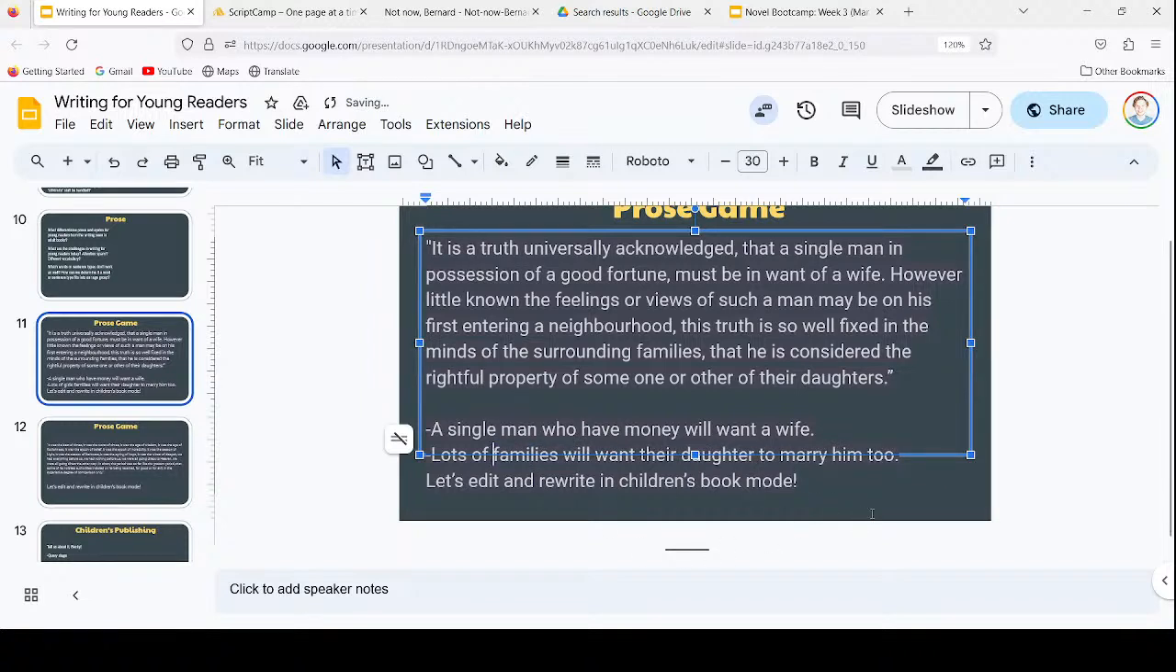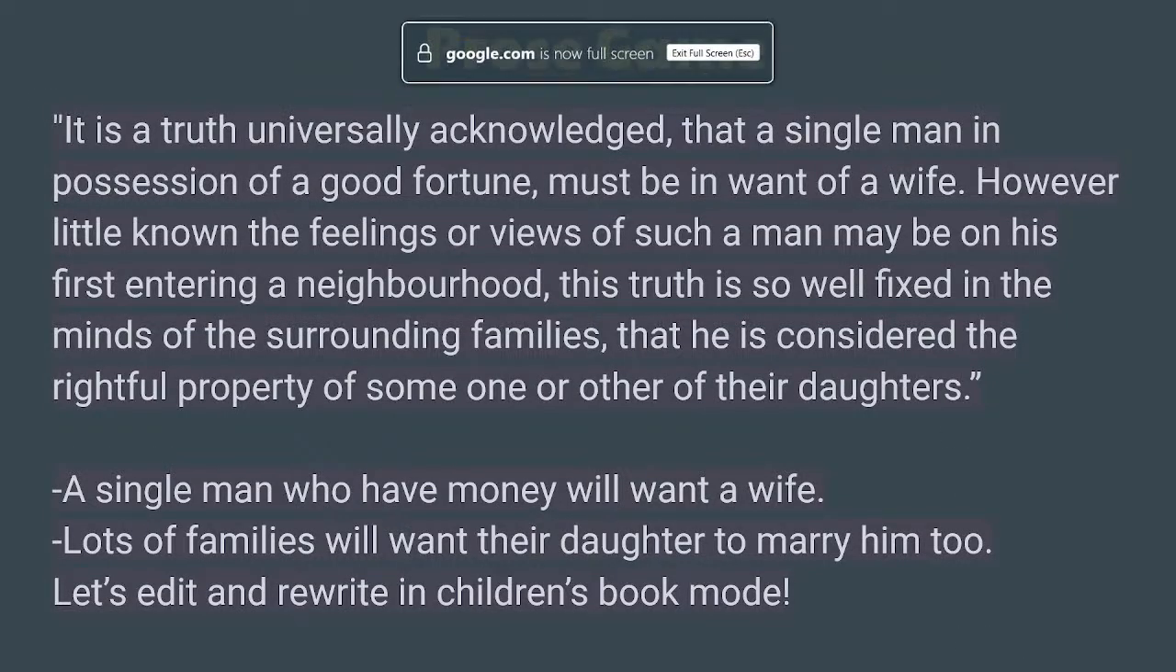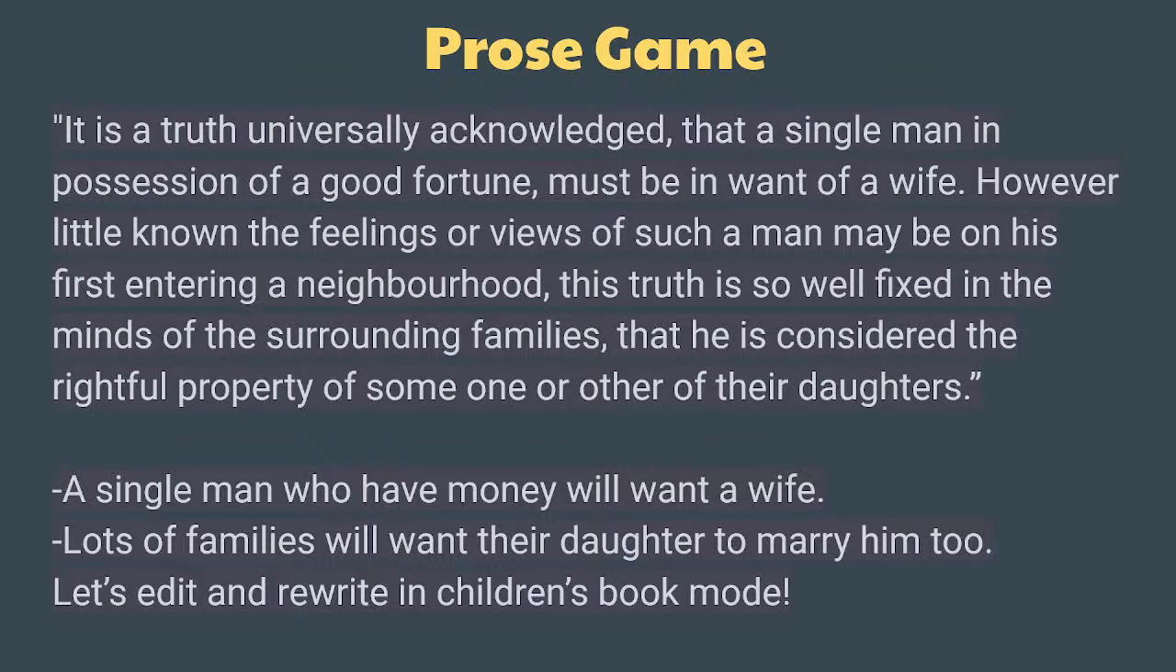Lots of families want their daughter. Okay, so I think just to break it down in terms of the most basic points, that's what we're saying here. Yeah. So how would we now rewrite the paragraph, do you think?